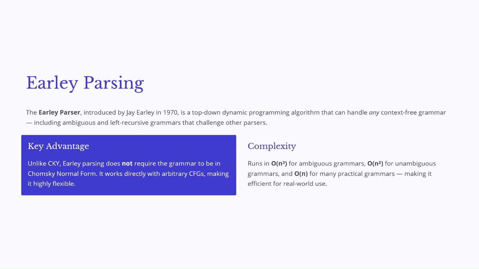So it does not require the grammar to be in CNF. It works directly with arbitrary CFGs, making it highly flexible. Runs in order of n cubed for ambiguous grammars, n squared for unambiguous grammars, and order of n for practical grammars, making it efficient for real-world use. So if a particular sentence has practical grammar, then its complexity is order of n. Only if it is ambiguous, then it goes to order of n cubed.